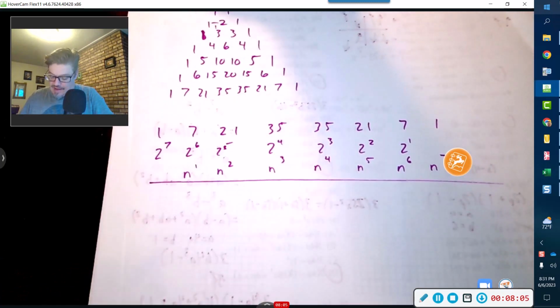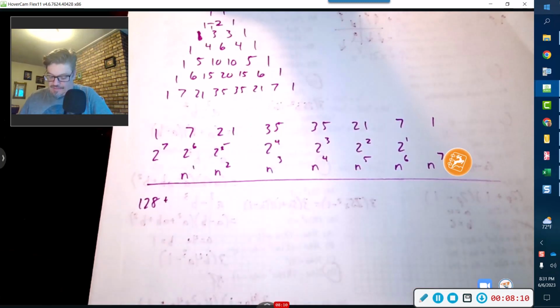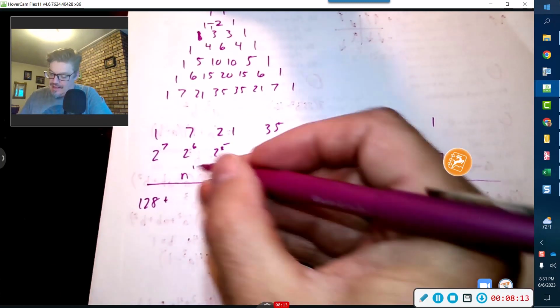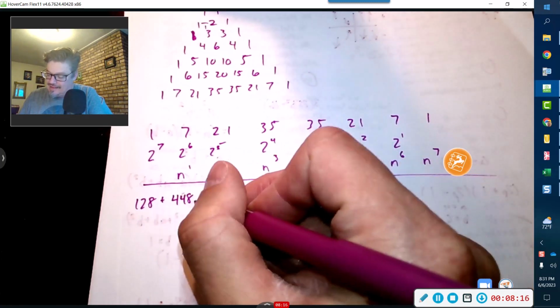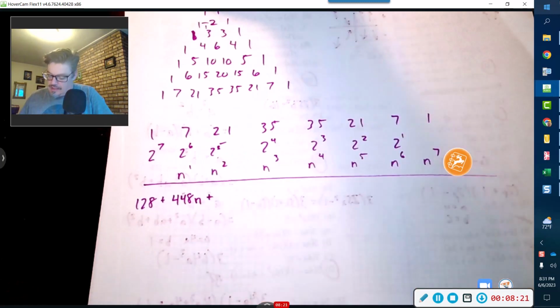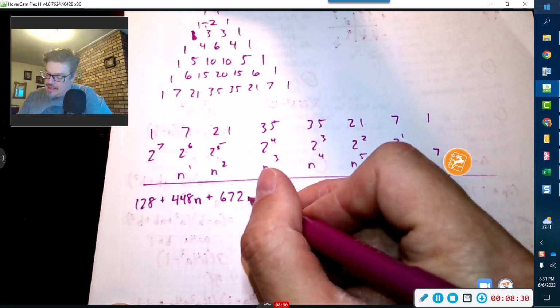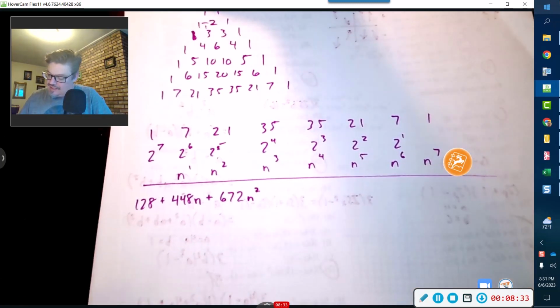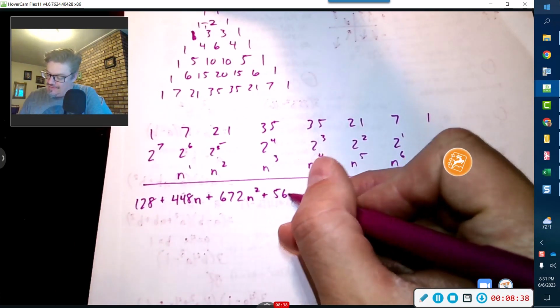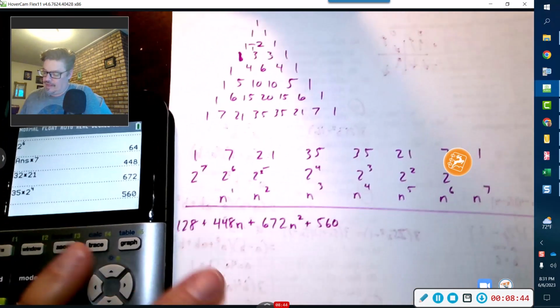2 to the 7th, I have no idea. That is 128. Okay, plus 2 to the 6th, I believe, is 64. 64 times 7 is 448, and it's going to have an n to the 1st power. Plus 2 to the 5th is 32. 32 times 21 is 672. n to the 2nd. 35 times 2 to the 4th, which is 16. That is positive. 560. Oh, you guys can't see my calculator here. Okay. And that's going to be n to the 3rd.